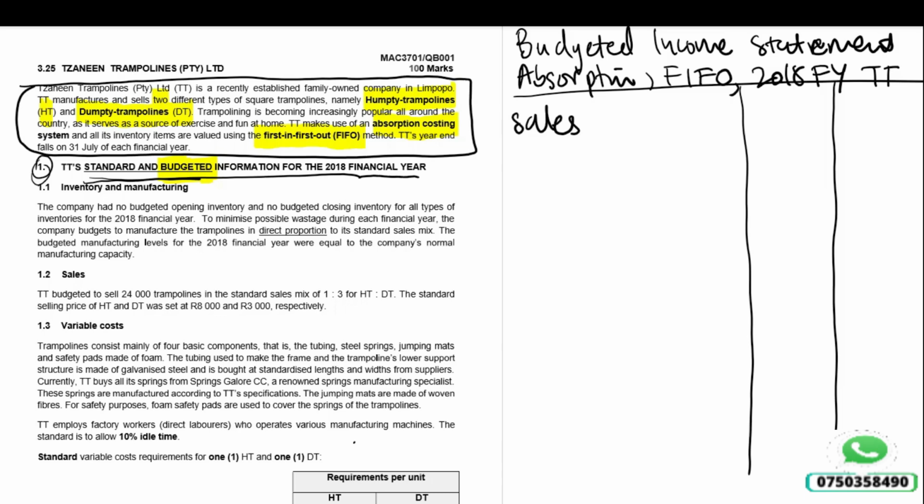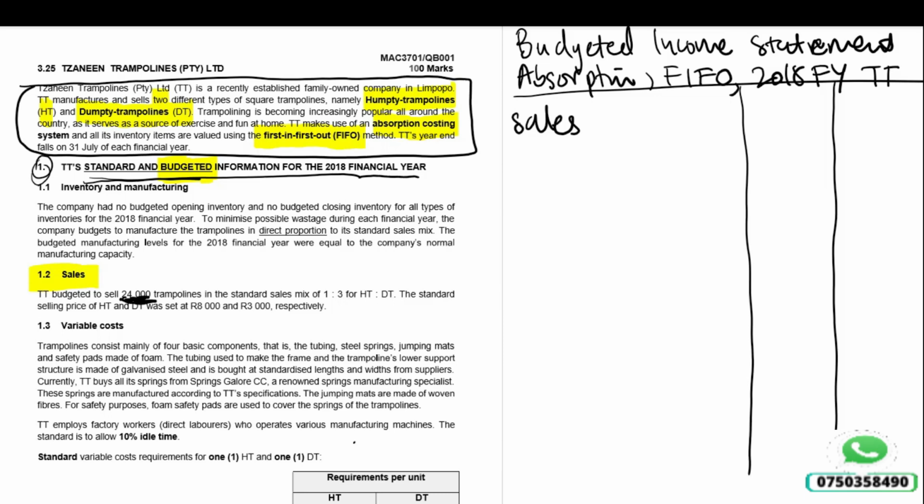The question actually gives you isolated information so that it becomes easy for you to work throughout. Sales are mentioned here, note number 1.2. They say TT budgeted to sell 24,000 trampolines in the standard sales mix of 1:3. So in total, we must sell 24,000 trampolines. What this ratio means is that for every 1 HT that I sell, I also sell 3 DT.